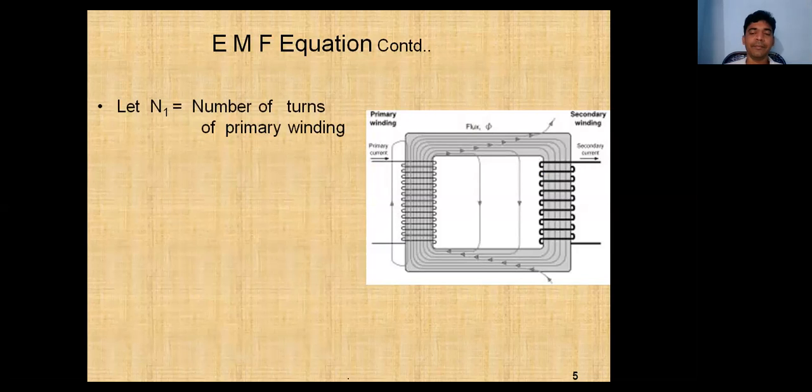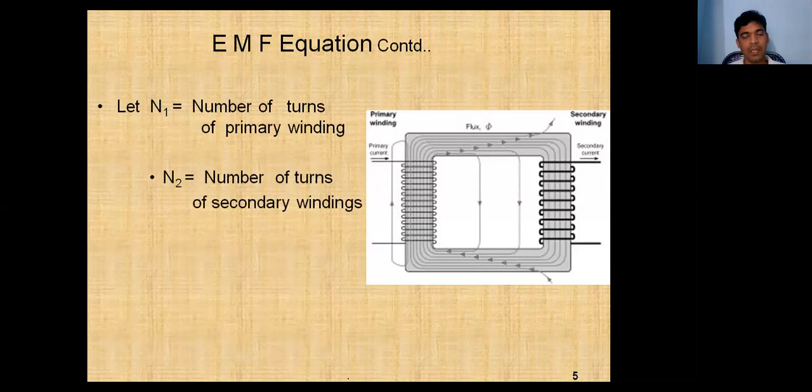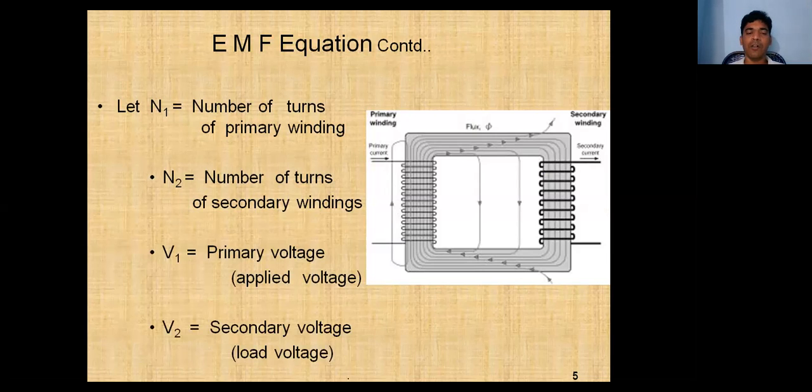Let N1 be the number of turns of primary winding, N2 the number of turns of secondary winding. V1 is the primary voltage, that is the applied voltage. V2 is the secondary voltage, that is the load voltage.